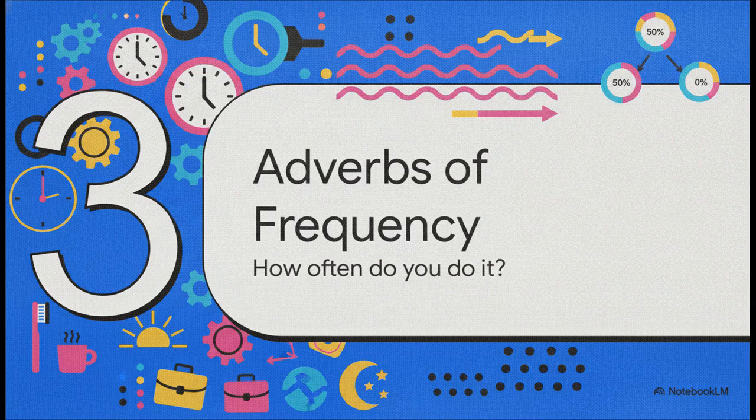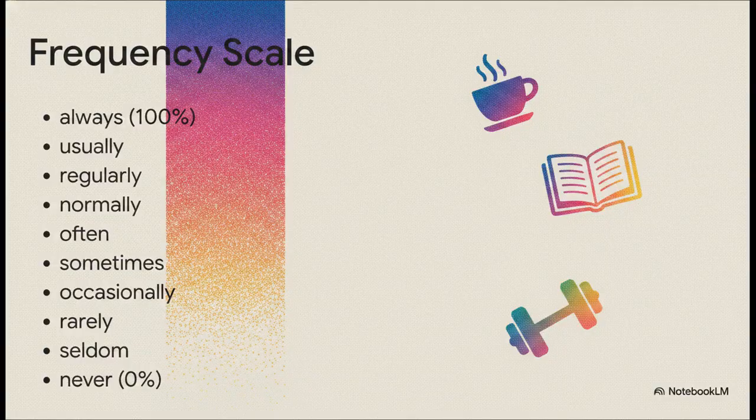Section 3. Adverbs of frequency. How often do you do it? To talk about our routines, we use a scale that goes all the way from 100% frequency down to 0%. Let's walk through the list together. If you do something all the time, it's 100%, always.